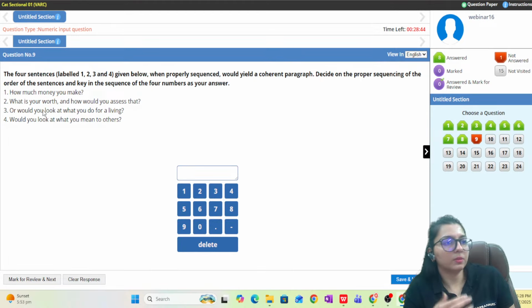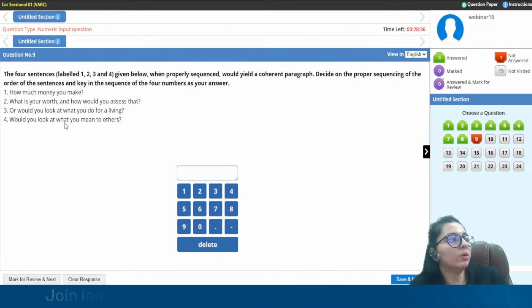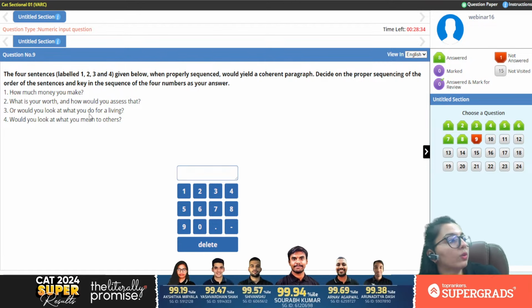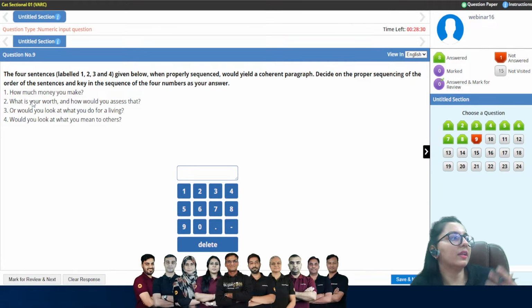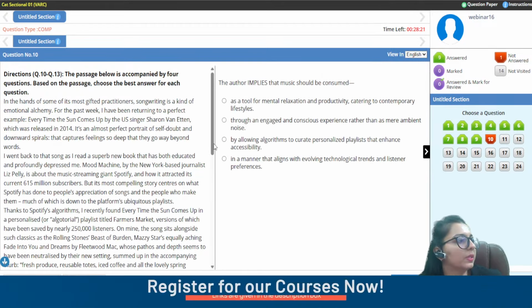Now if I also symmetry says, if you start all of them with questions, there seems to be a form in it. So if I put what is your worth and how do you assess that? Would you look at what you mean to others, or would you do this? How much money do we make? So while there what would, and then finally how much money. So I know for a fact that the first 3, I always wish there is step marking when we do these. So I feel this is what should be the correct version.